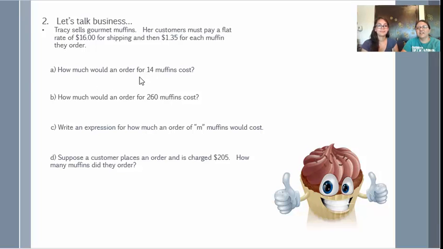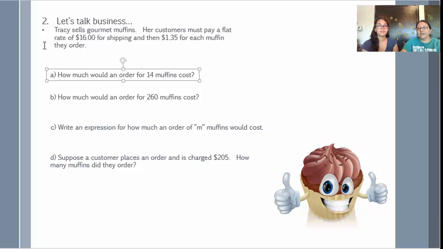Okay, so moving on to our next problem. Tracy sells gourmet muffins. Her customers must pay a flat rate of $16 for shipping and then $1.35 for each muffin they ordered. So how much would an order for 14 muffins cost? So we already know that our fixed rate would be $16 because it doesn't change. And then our variable cost would be $1.35 because depending on the muffins that they order, we would have to multiply that with that price.